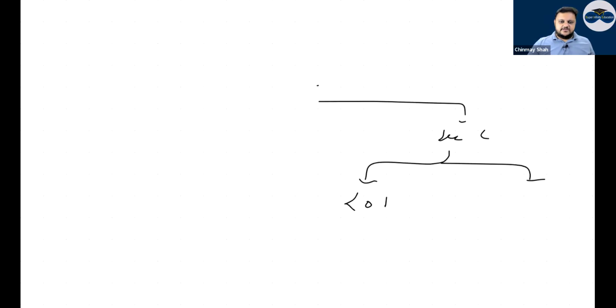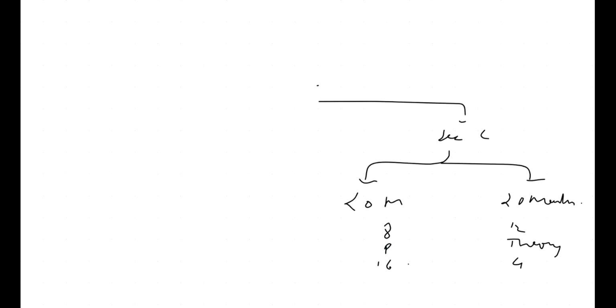So we wrote what? Section C. Section C has 2 parts, 20 marks each, right? In that, 8 can be practical, 12 can be theory. Maximum theory can be asked for 12 marks, minimum 4 and 16. That is how section C will be. Are you okay with it? Tell me. Yes, sir.